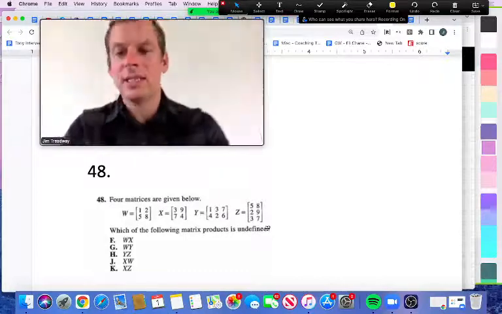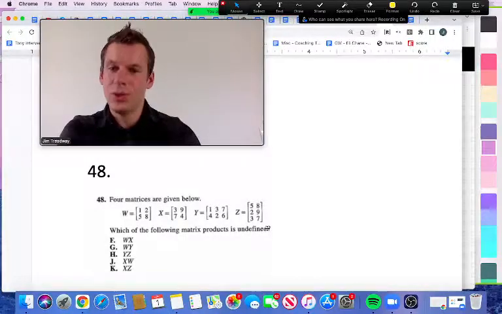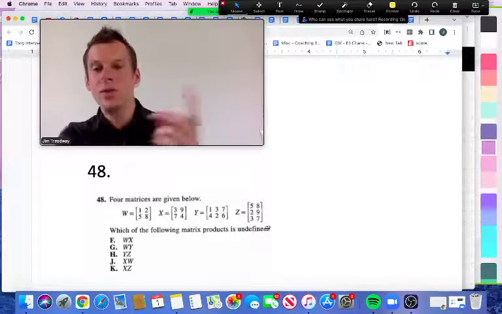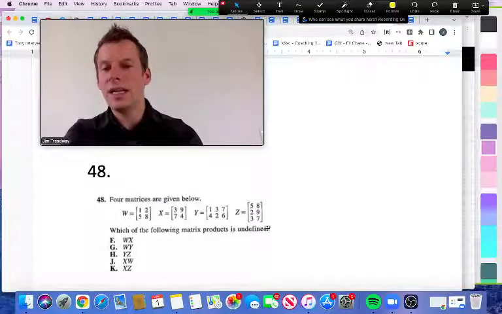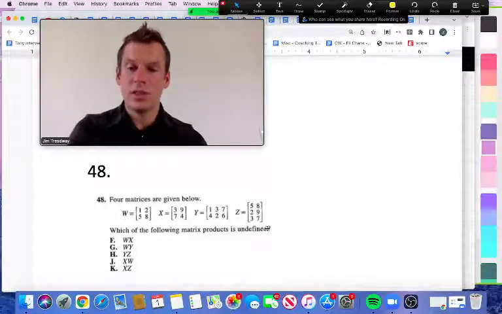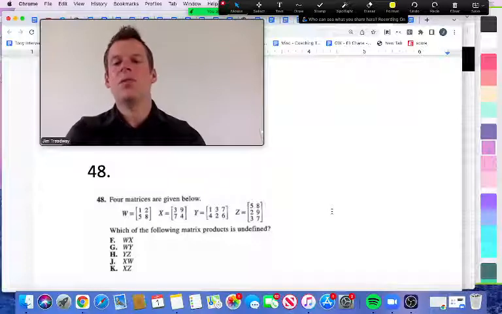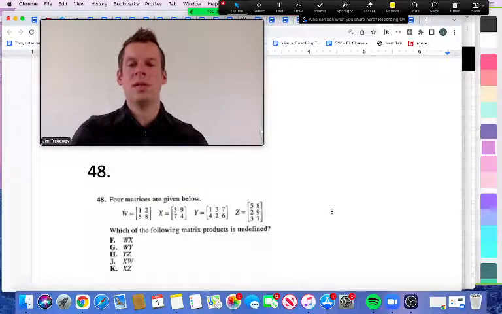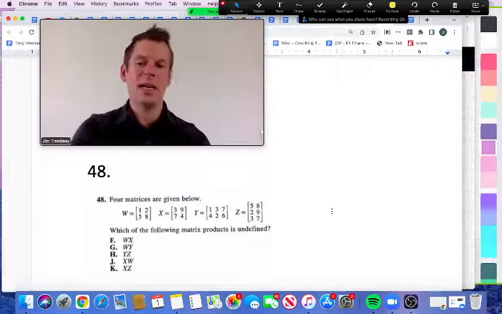So let's look at W. The number of columns in the first matrix, W, which has 2 columns, has to equal the number of rows in the second matrix. X has 2 rows, so that product will not be undefined. You can multiply W and X, and I'll show you in a minute how to do that.